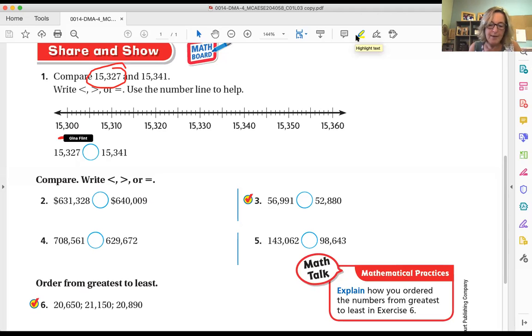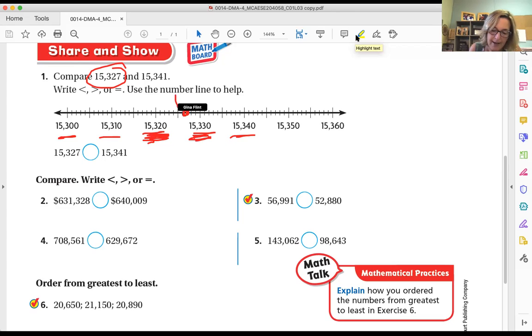So let's find that on the number line. Again, this number line, the numbers are counting by tens, but the spaces are 1 each. So if we find the 10 that's below our number and the 10 that's above our number, we can find our number in between those two. So here's 15,320. Here's 15,330, and 15,327 would be in between, and it would be right about there.